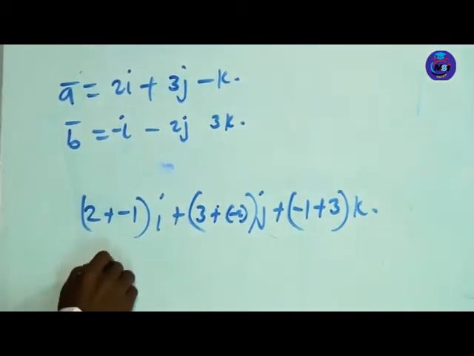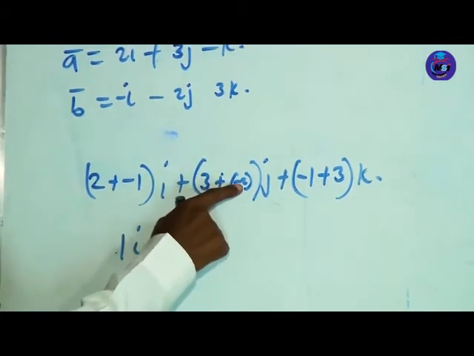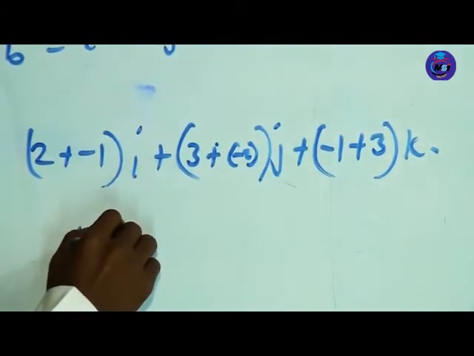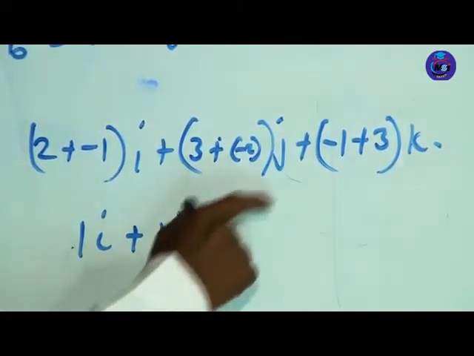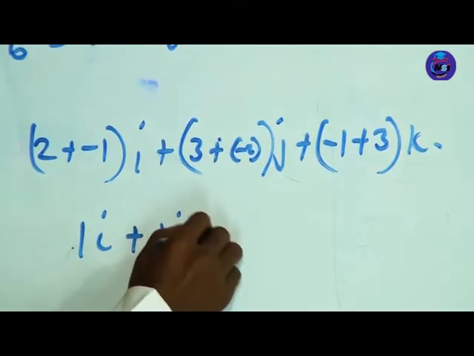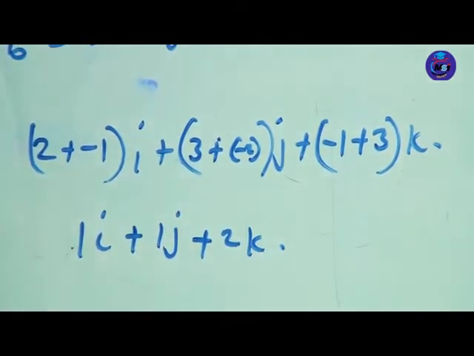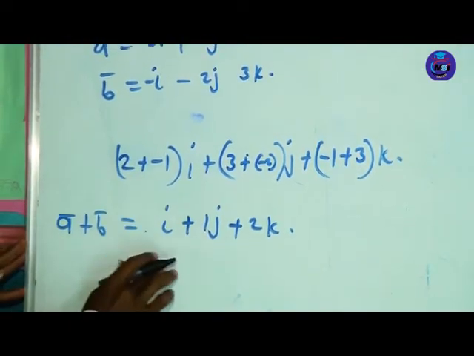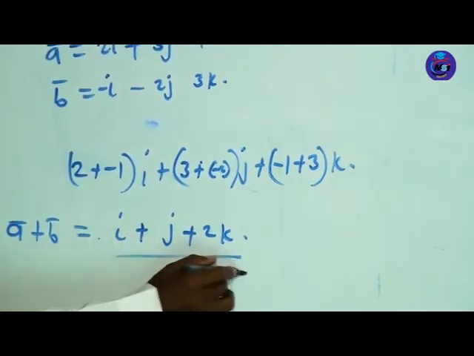So this one will give us 1i. This and this will give us minus 2, that will give us plus 1j. So this and this will give us plus 2k. So that's the addition of vector A plus vector B. That's the answer: i, j plus 2k. That's the solution of that.